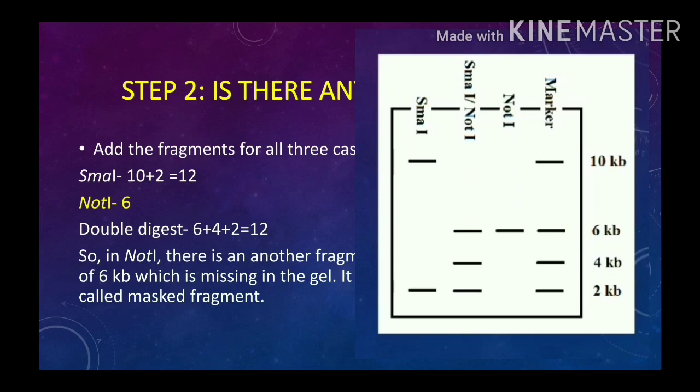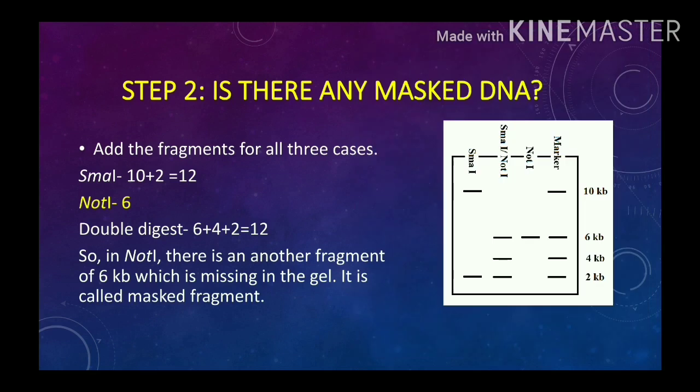But when the DNA is digested with NotI, only one fragment appeared. In this case, 6 kb. So the total size of the original DNA is 12 kb, and the size of the fragment is 6 kb. So 12 minus 6, 6 kb is missing in this case. So in NotI, only one fragment appeared in this gel, but the number of fragments is 2, 6 plus 6.